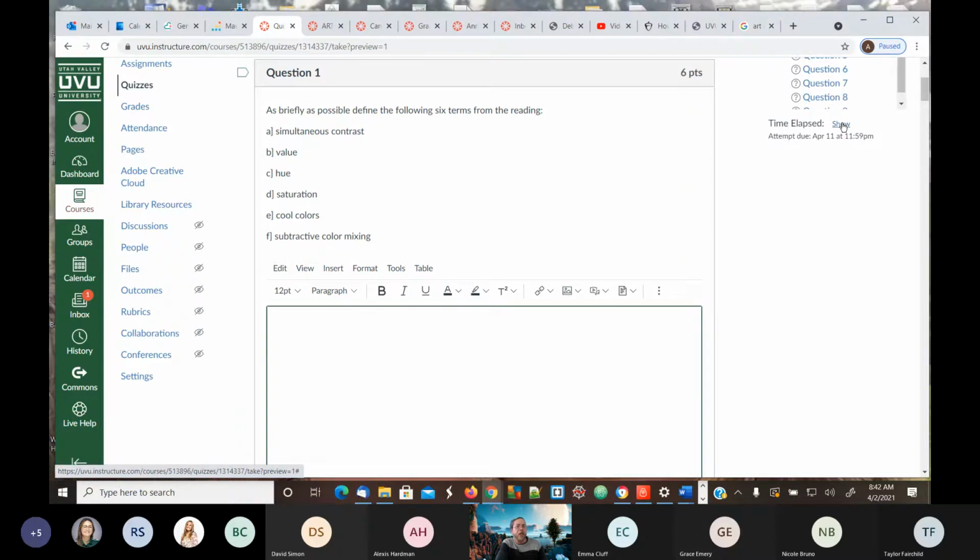Now, I know that you guys are all professional artists. Most of you know what these words are. I just would like somebody different to answer to describe each of these, so 6 people to be involved. First one, what is simultaneous contrast? Anyone?